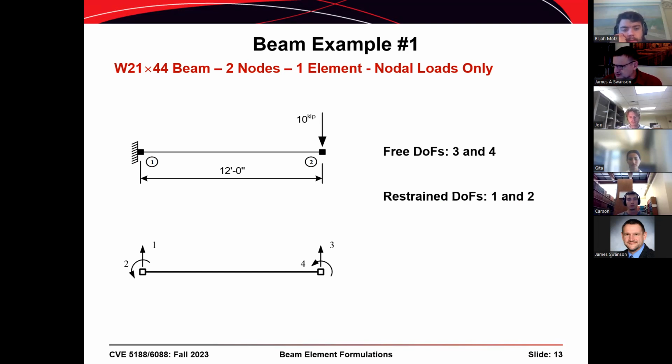Degrees of freedom 3 and 4 are at the right end. Degree of freedom 3 is a displacement. Degree of freedom 4 is a rotation. So when we label our degrees of freedom like this, what we're going to find is that degrees of freedom 1 and 2 are restrained, and degrees of freedom 3 and 4 are free or unrestrained.